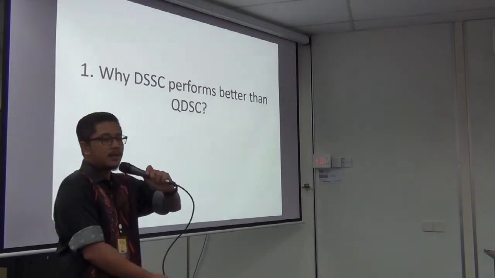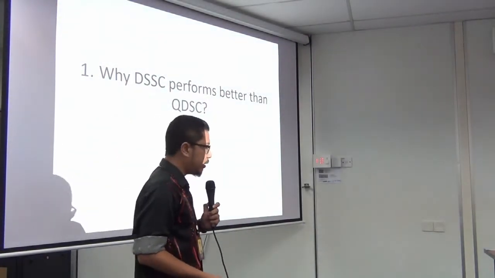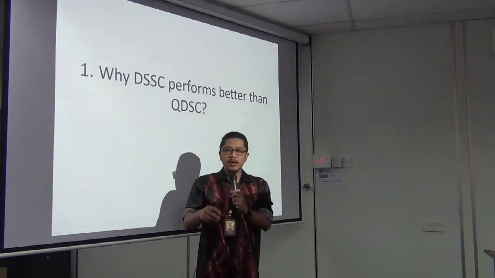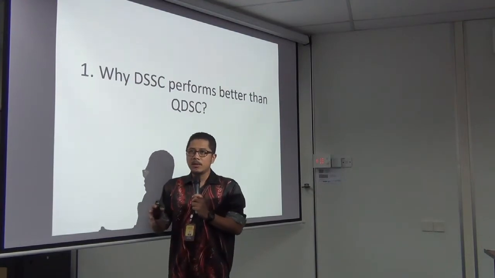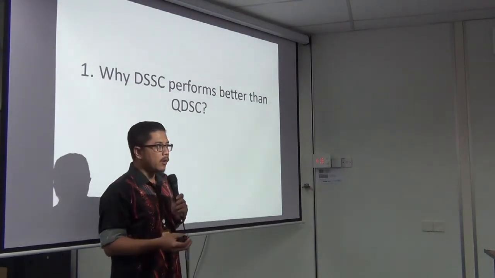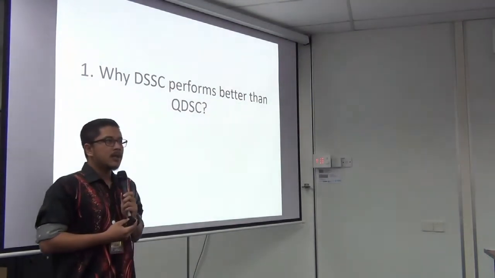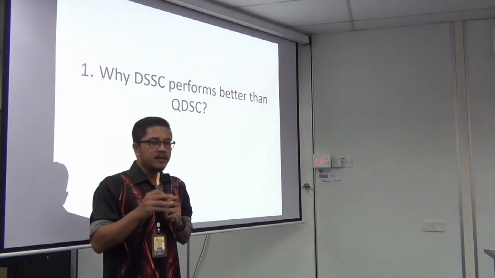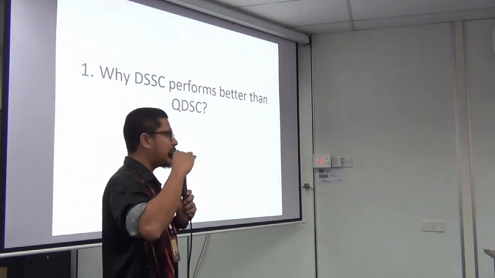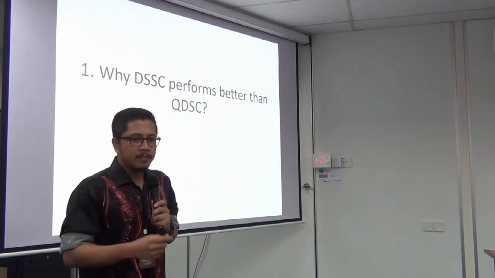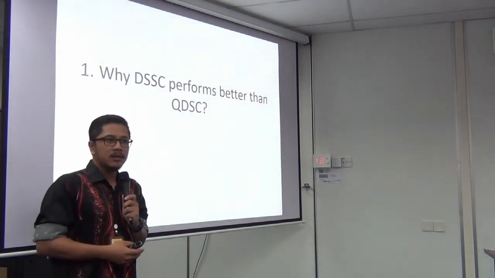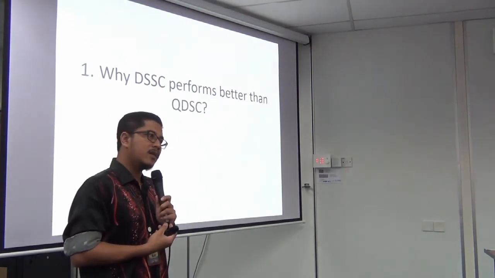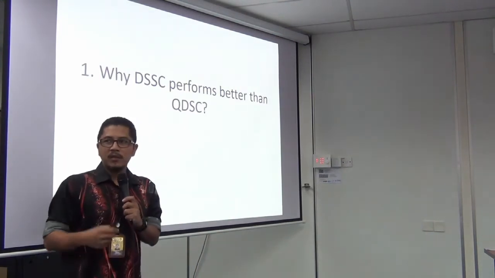So the question is why the DSSC performs better than QDSC even though they have similar device structure. The only difference is that in QDSC we replace the dye with our QDs, and furthermore QD promises high theoretical efficiency, more than 60%. However, the real device of QDSC is not on par with the DSSC. The best performing DSSC is, what is the percentage? 11 point something. How about QDSC? Lower than that. So we need to find out.